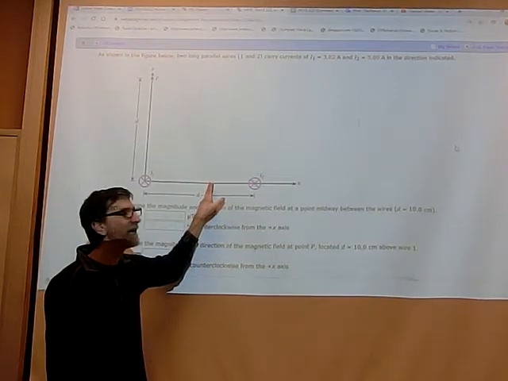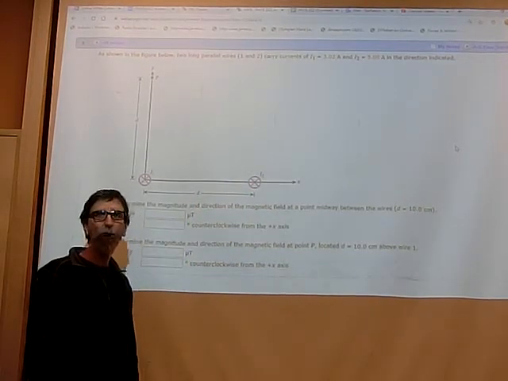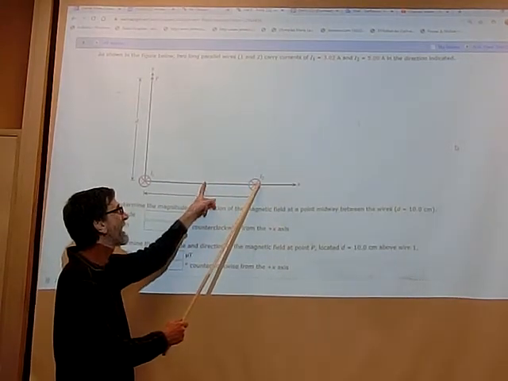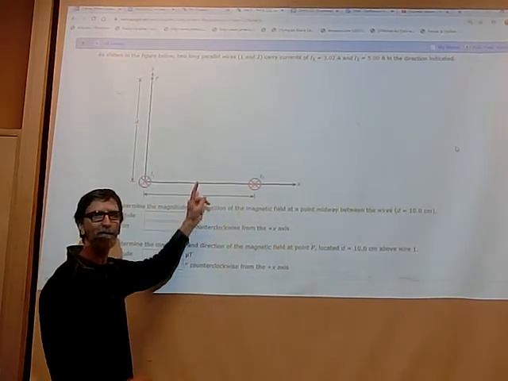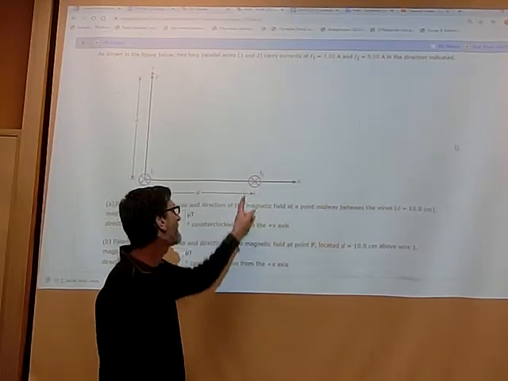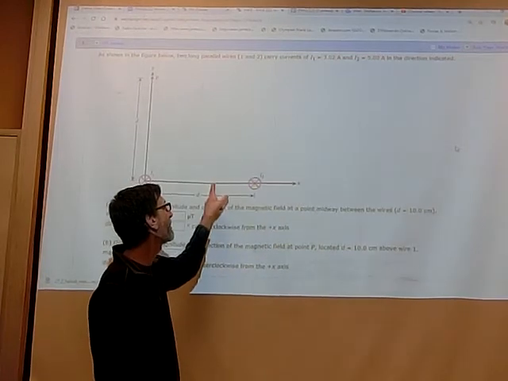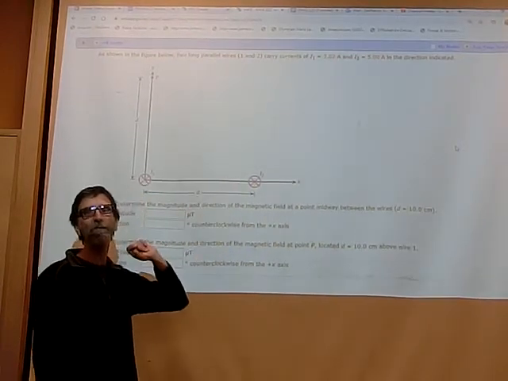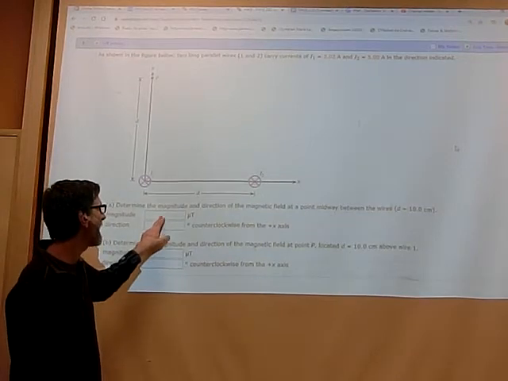net field. So you can use the long straight wire formula for calculating the field of a wire carrying current I a certain distance away. We use that formula mu naught I over 2 pi d, where d is the distance from the wire to the point. So make sure you take into account the directions of the field when trying to do part A.